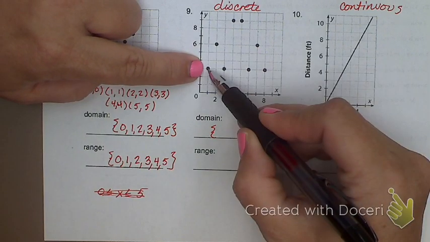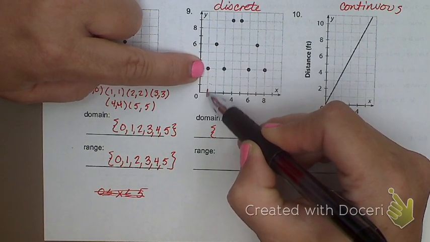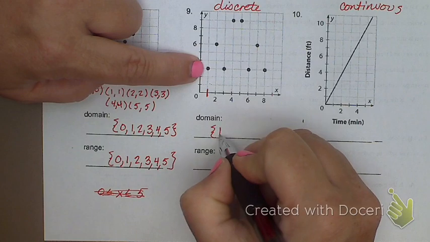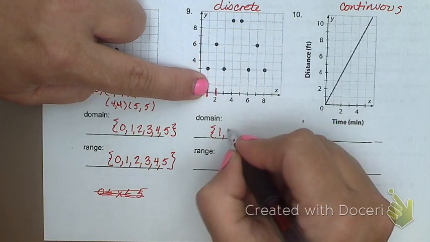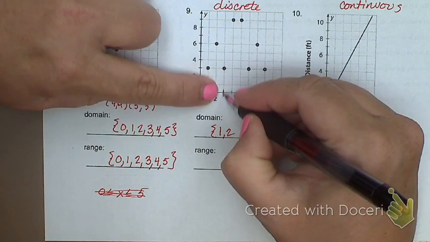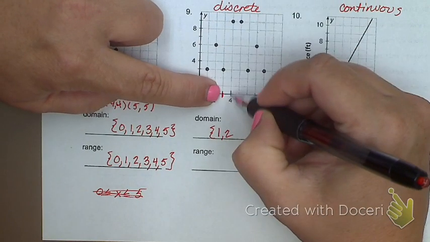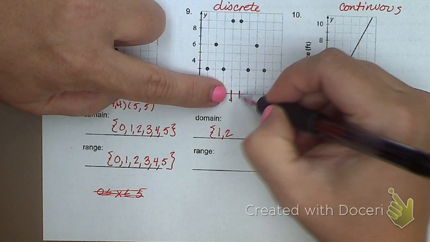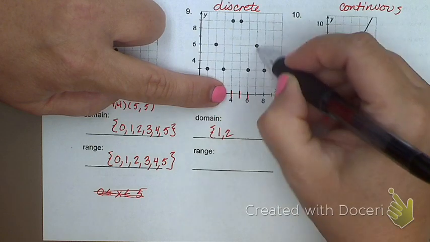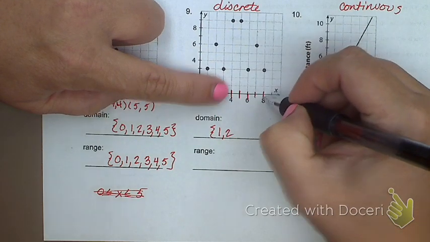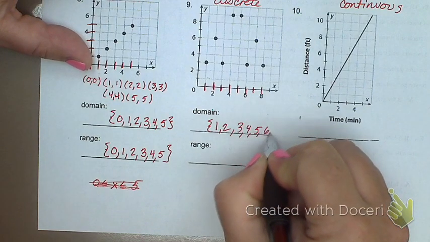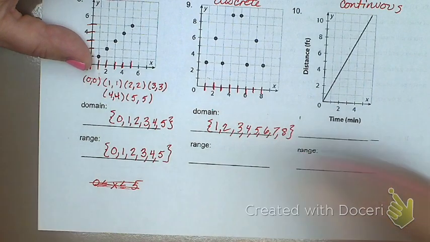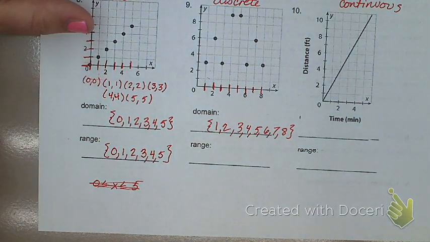So I'm going to look, this point right here has an x value of 1. This point right here has an x value of 2. And then this one has 3. Do I have all the numbers? 4, 5, 6, 7, and 8. 3, 4, 5, 6, 7, 8. That's my domain. Make sense?